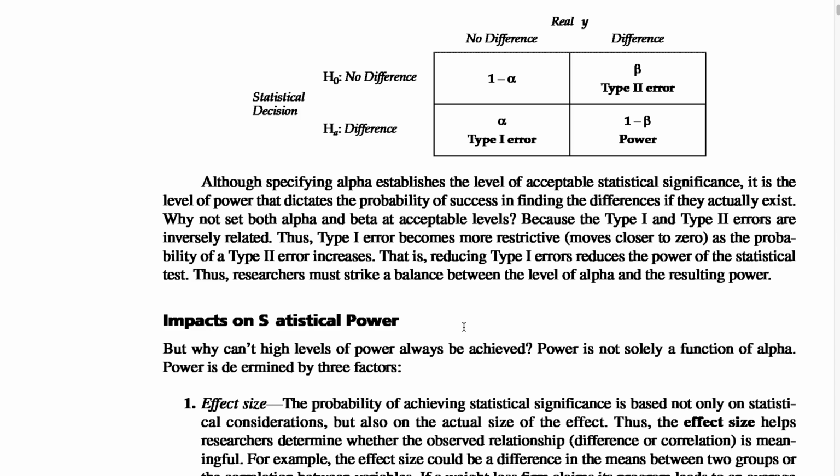Why not set alpha and beta at acceptable levels? Because the type 1 and type 2 errors are inversely related. As the type 1 error becomes more restrictive, closer to 0, the probability of the type 2 error increases. That is, reducing the type 1 error reduces the power of the statistical test. The researcher must strike a balance between the level of alpha and the resulting power.